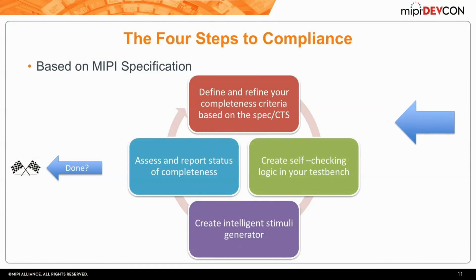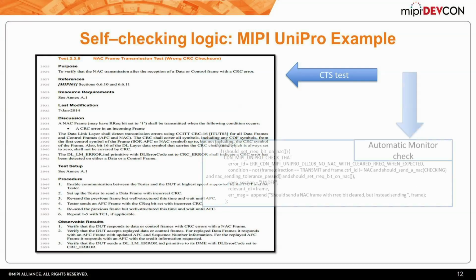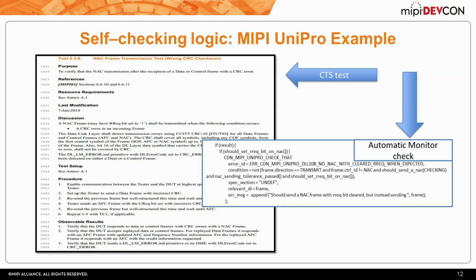Then we want to create some self-checking in our test bench to make sure that if such a scenario happens, we caught it and we gave some error message in our test bench to the device under test performing that scenario. Another example from UniPro, in that case, we want to verify that a NAC is being transmitted by the device under test when it receives a data or a control frame with a CRC error.